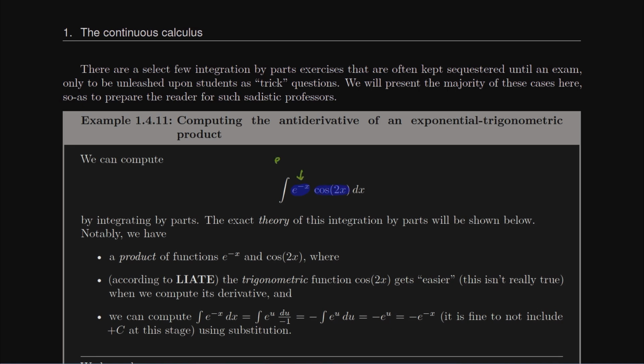So here I've got exponential times trigonometric. And if we go back to LIATE, exponentials here and trigonometrics there. So we're going to make a choice on the trigonometric as g of x, but it's not going to be a pretty choice. We're going to run into a little bit of difficulty here. So let's go ahead and do it and just see what happens, because there's a trick here.